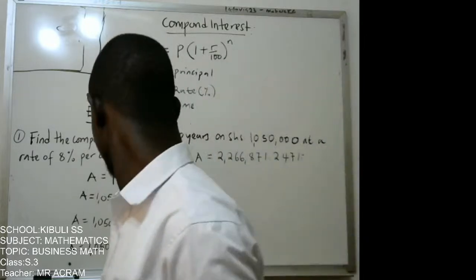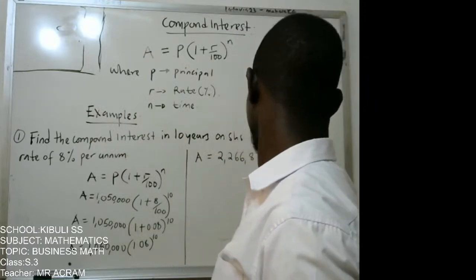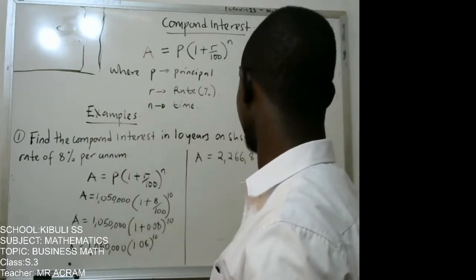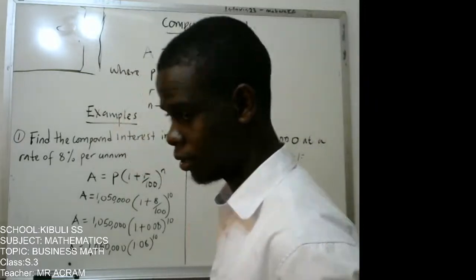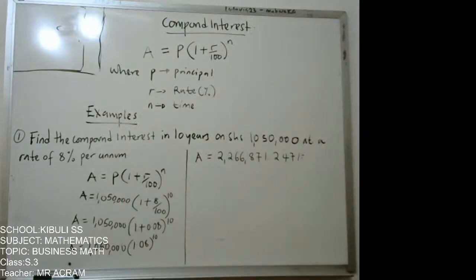There are 2,266,871.247. Don't read this as 247. After the point, we read each digit on its own: 0.247. Okay? This is the amount that we have. So they asked us to find the compound what? Interest. Now we need to find the compound interest after finding the amount.